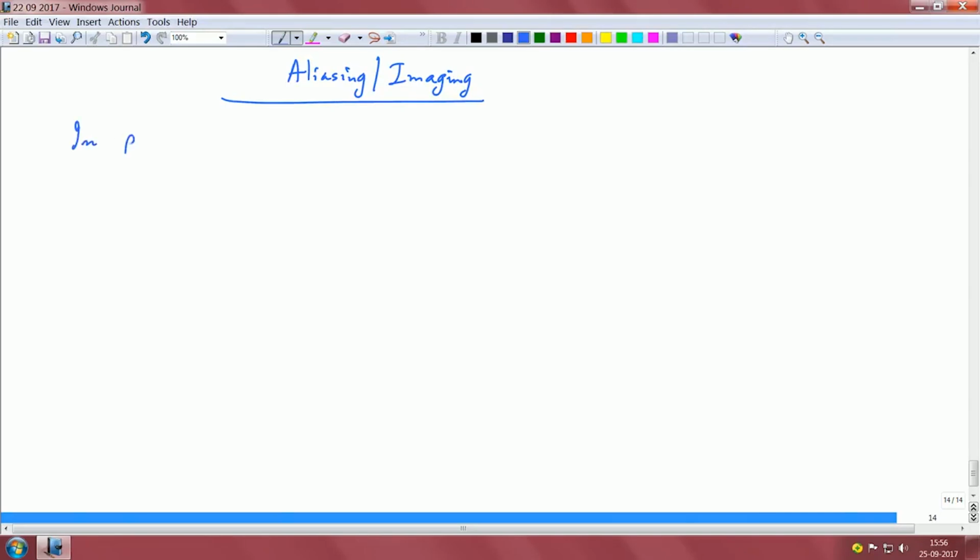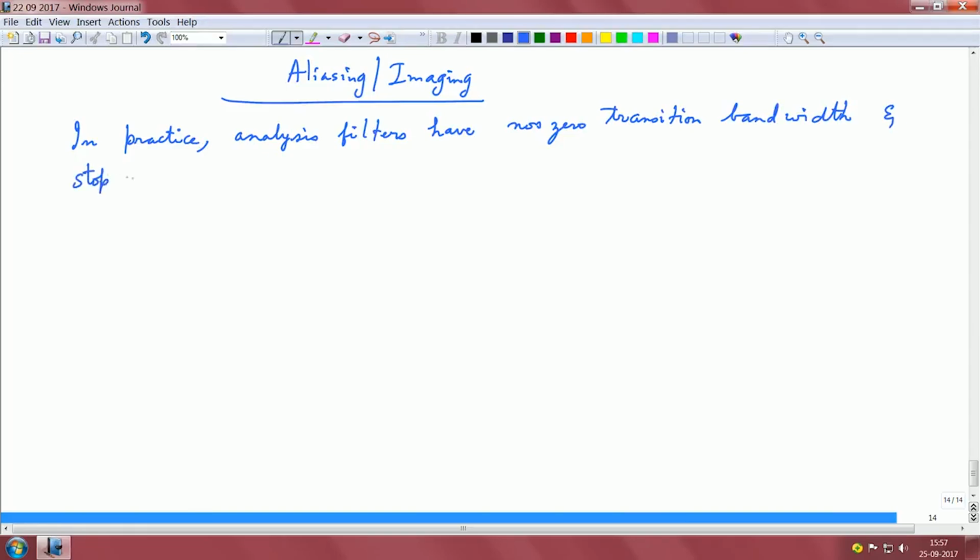In practice, analysis filters have non-zero transition bandwidth and stop band gain. Non-zero transition bandwidth and stop band gain.